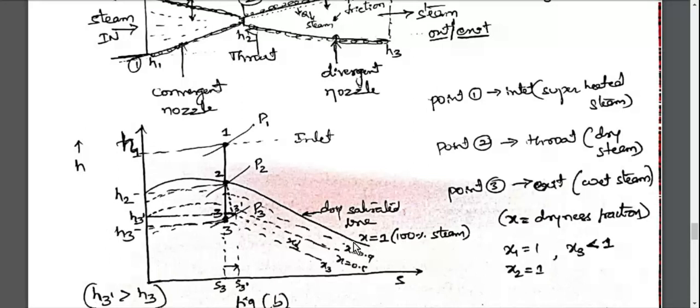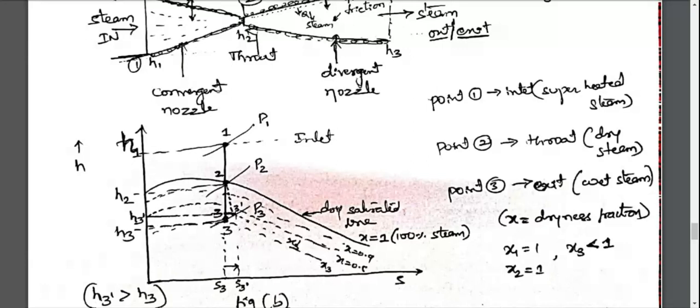Take one more curve just below this thick curve line. I have taken one more curve below the dry saturated line and represented x equal to 0.9. What does it mean? 90% steam, remaining 10% water. Similarly, you take curves just below the dry saturated line. Then take one more curve, which passes through point number 3 here. This last dotted curve is x3, point number 3.